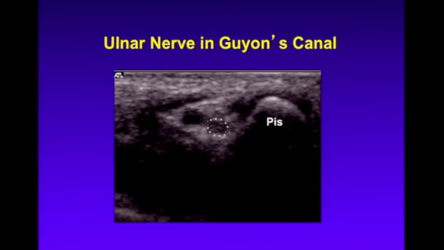Now, not as common as problems at the elbow, the ulnar nerve can be compressed at the wrist. The anatomic diagram I showed you earlier shows that when you look down at the wrist, you can see the pisiform bone, and you can see the ulnar artery with the ulnar nerve living between the artery and the bone, and that nerve can be entrapped within the so-called Guyon's canal.